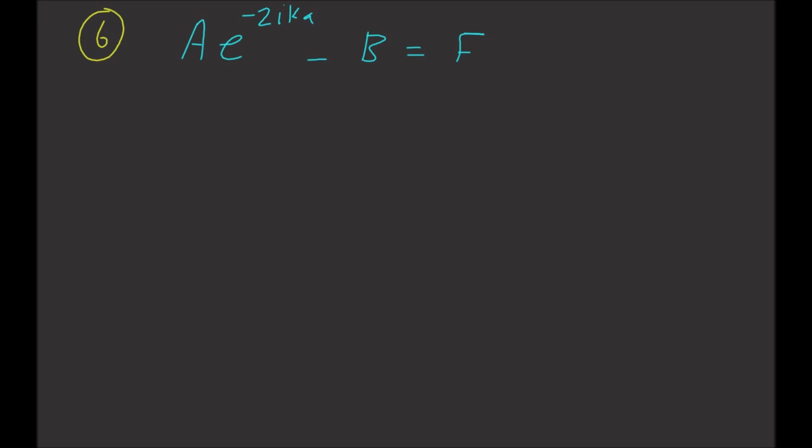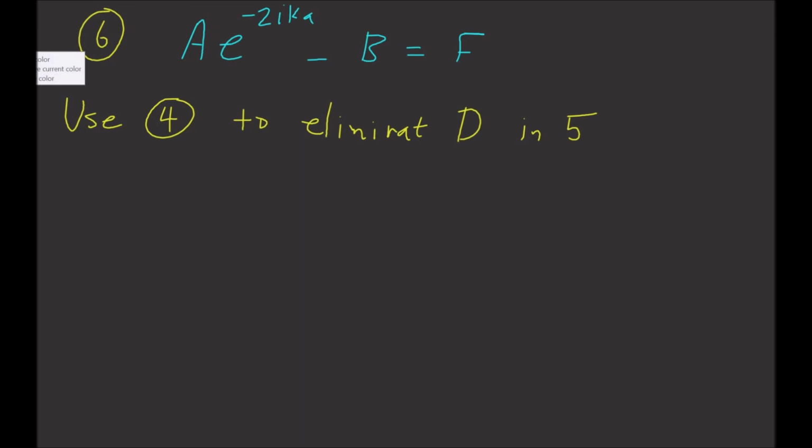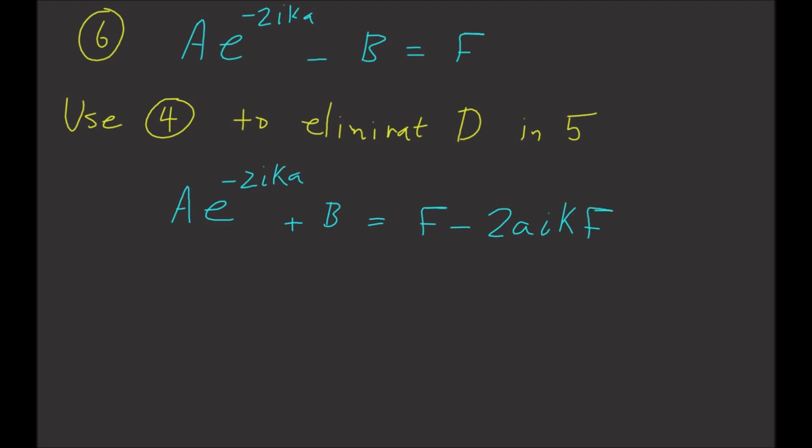So we're going to use equation number 4 to eliminate d in equation number 5. We get A times e to the minus 2ika plus B equals F minus 2aikF, which is equal to 1 minus 2ik times F. So let's call this equation number 7.